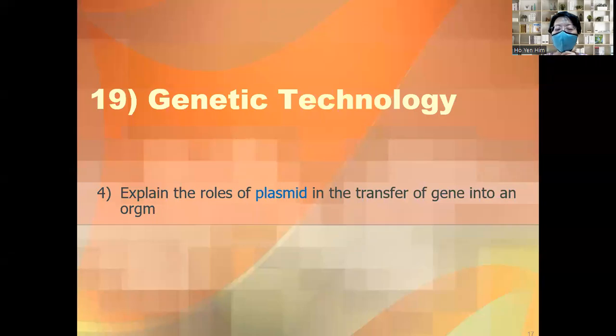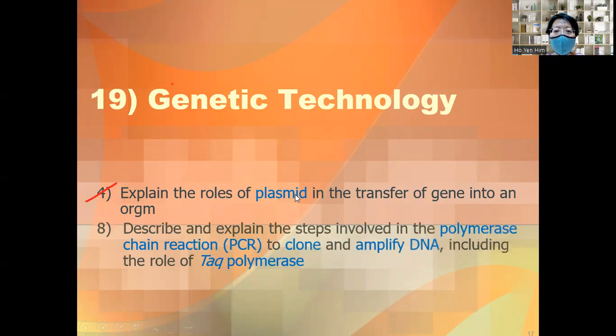So in this lesson, we're going to continue to explain the roles of plasmid in the transfer of the gene into an organism. Describe and explain the steps involved in the polymerase chain reaction, which is in short PCR, to clone and amplify DNA, including the role of Taq polymerase. So what is this? I'm going to explain this one later on.